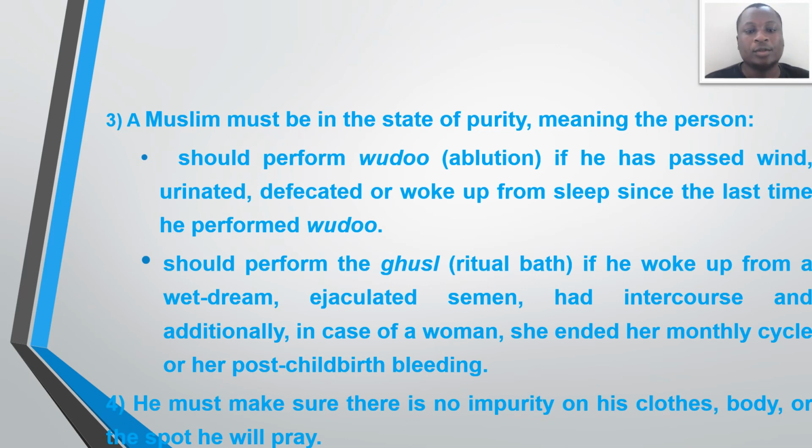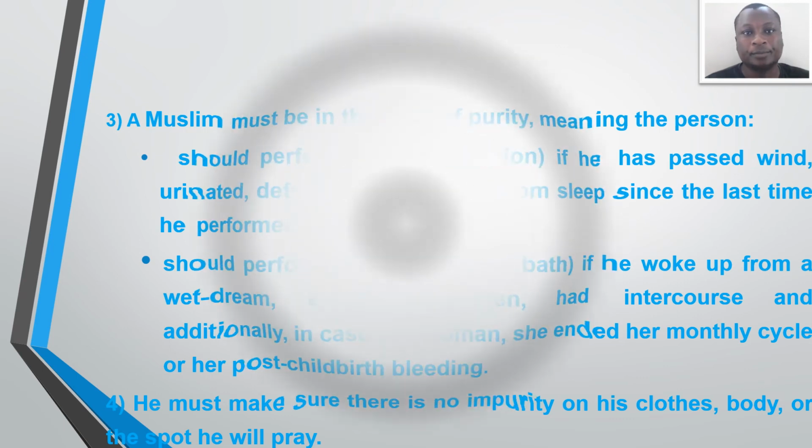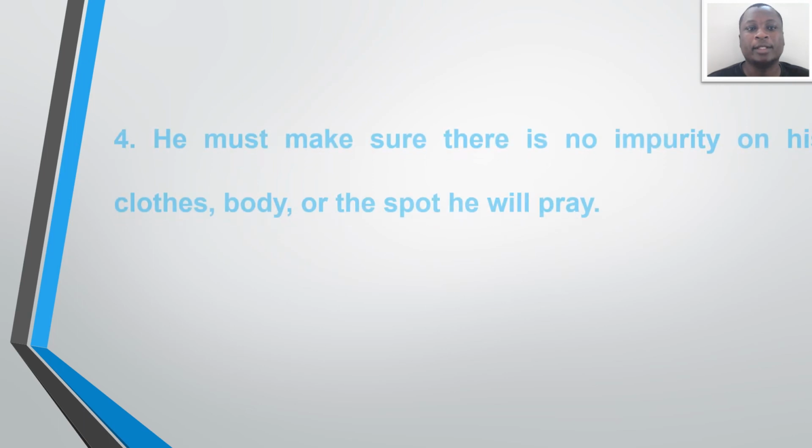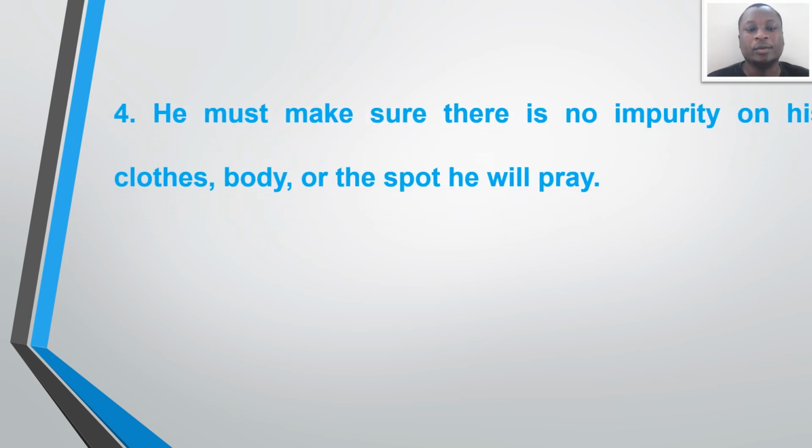He must also make sure that there is no impurity on his or her clothes, body, or on the spot where he or she is going to pray. The important thing to consider before you pray, before you stand in the line of prayer, is to look at yourself and make sure that there is no impurity on your clothes, your body, or the spot where you're going to pray. This is one of the important ones.